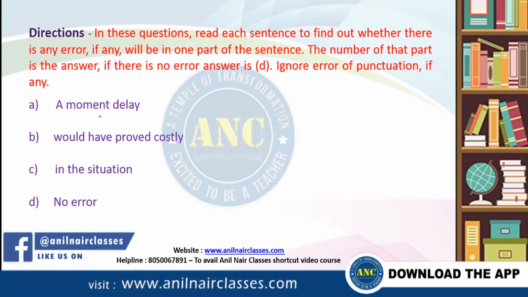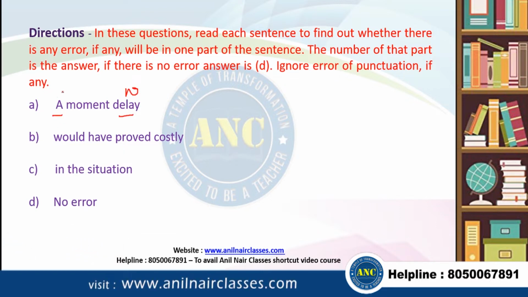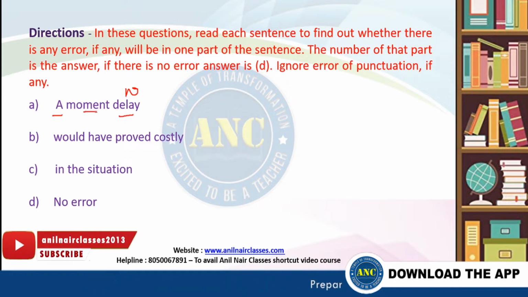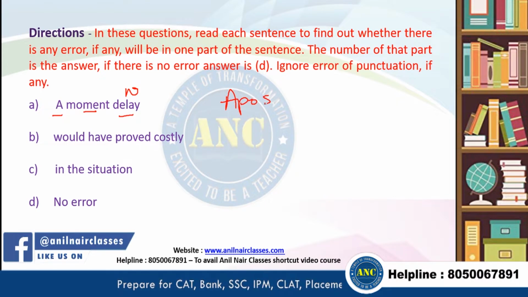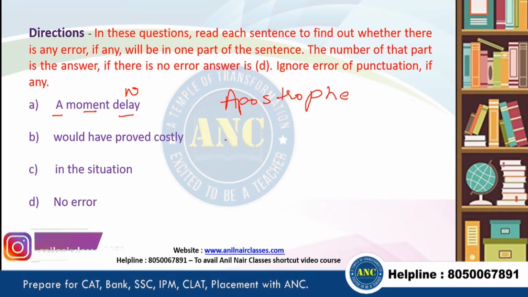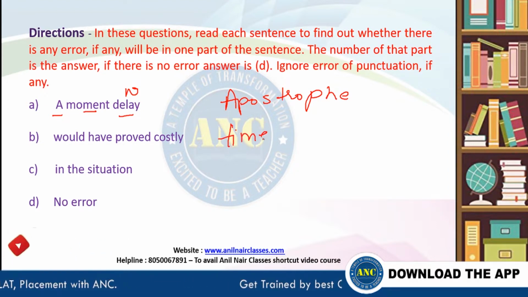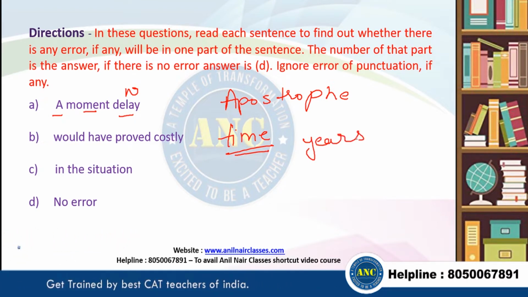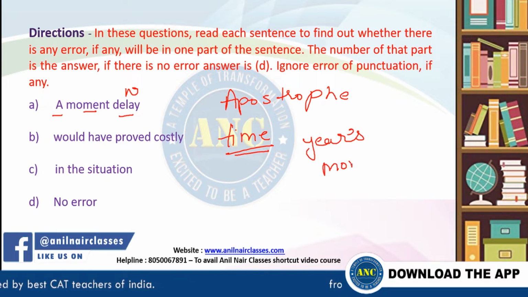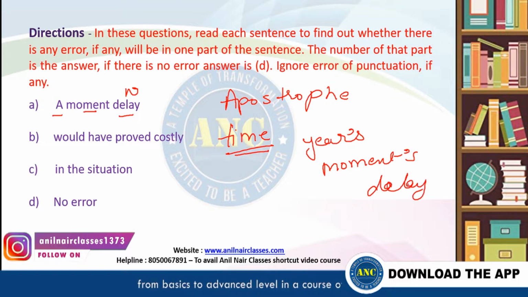First one, a moment delay. Delay is our noun. Now, a is the article which is functioning as the adjective. Now, the delay belongs to what? A delay belongs to the moment. Moment is a time. When we were doing apostrophe rules, we discussed that we can put apostrophe plus S with the expressions which are showing time. We can say year's. We can also say moment's. That means this delay belongs to this particular moment.